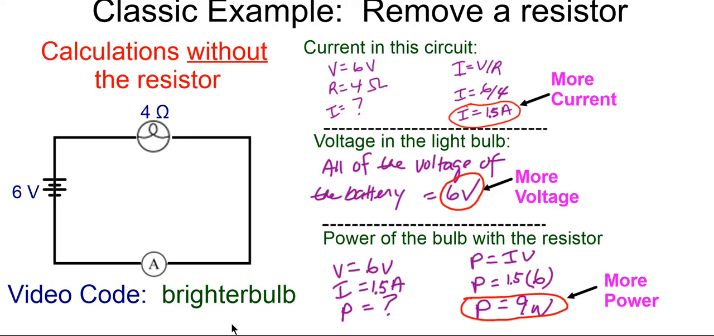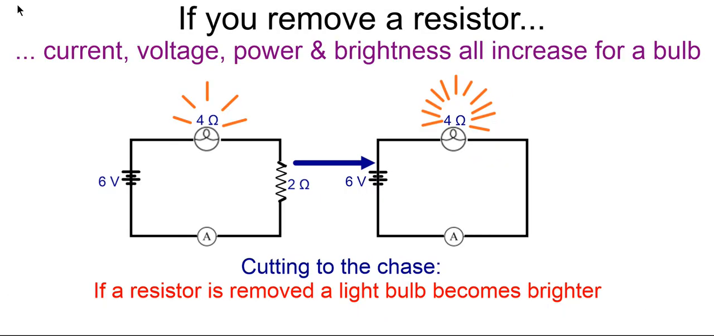Let's cut to the chase here. I think in the beginning your common sense probably would have given this answer, wouldn't it? You would have said, get rid of the resistor. It's going to have more brightness, and you're right. If you remove the resistor, we've seen the current to that guy goes up, the voltage goes up, that means power goes up, and you've learned in this video, the higher the power, the more the brightness. So if you remove a resistor, yes, you will increase the brightness. There it goes from there to there, that resistor goes away, and the brightness goes up.